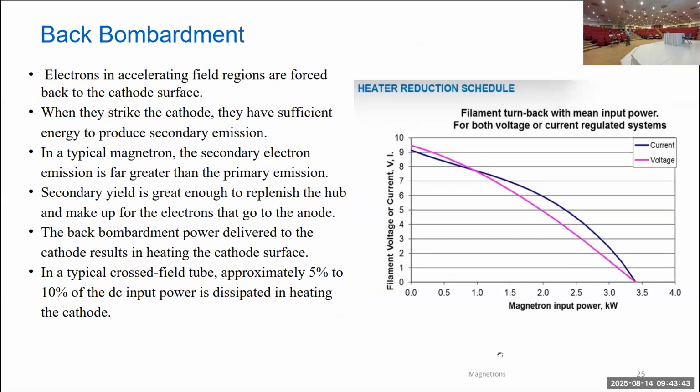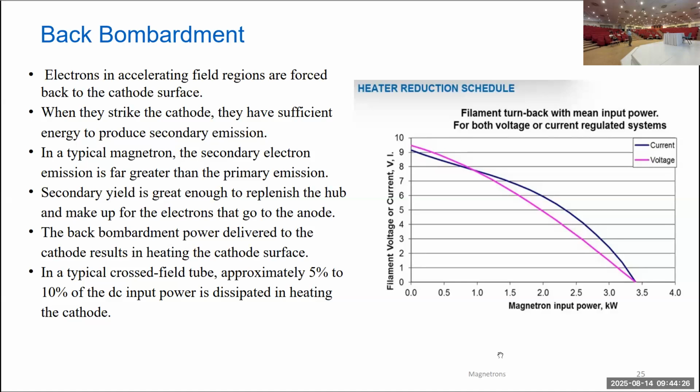Now here is another issue that is called back bombardment. Many electrons are reflected back to the cathode. They hit the cathode and produce heat. Although we are also producing heat to emit these electrons, the heat produced by these back-bombarding electrons is much higher than we desire. Moreover, the kinetic energy and potential energy given to the electrons, instead of being converted into RF energy, is converted into heat energy.